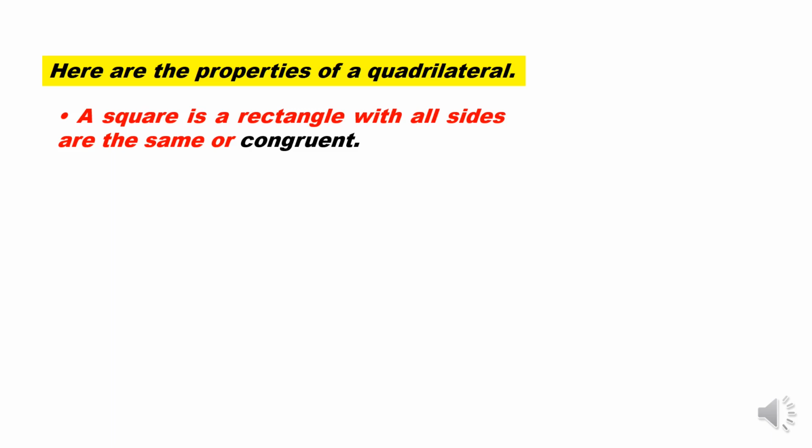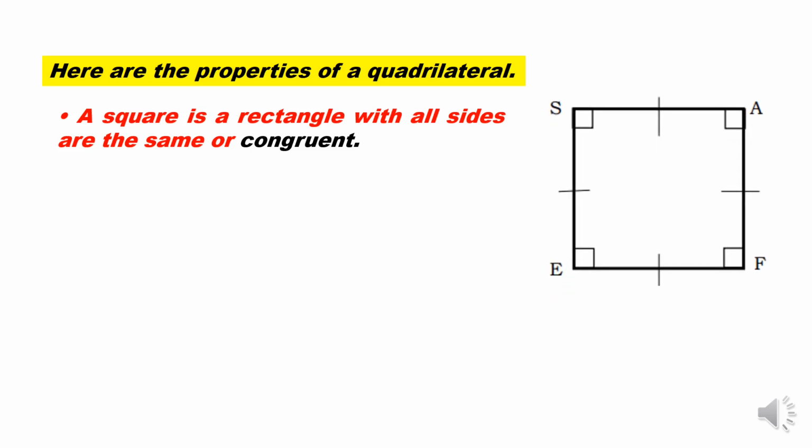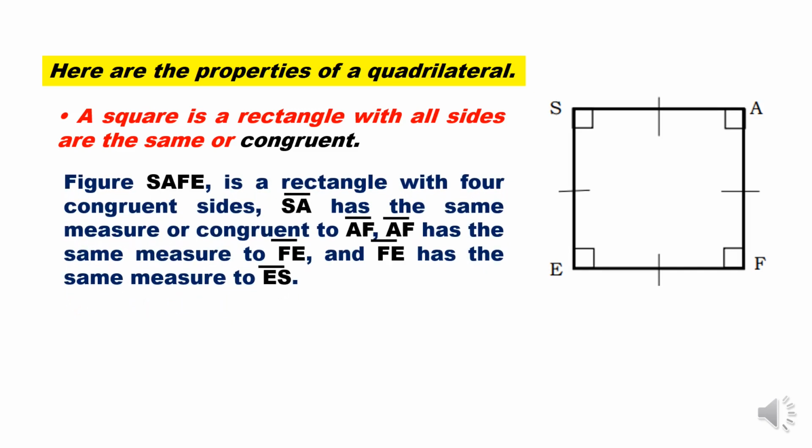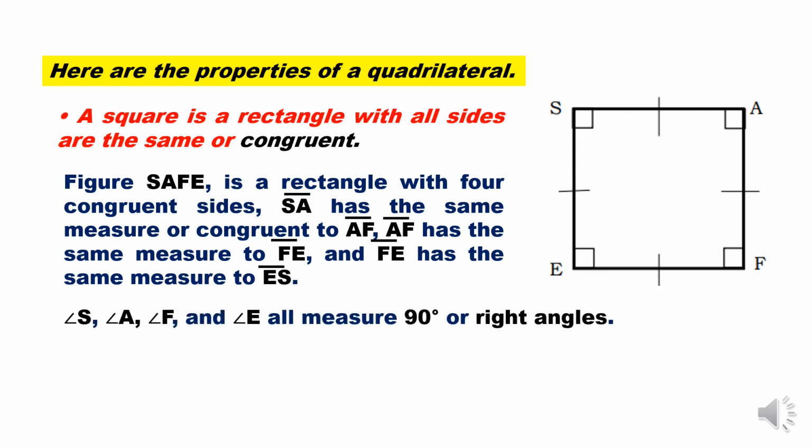A square is a rectangle with all sides the same or congruent. The figure shape is a rectangle with four congruent sides. Line segment SA is congruent to line segment AF. Line segment AF has the same measure as line segment FE. And line segment FE has the same measure as line segment ES. Angle S, angle A, angle F, and angle E all measure 90 degrees or right angles. Thus, it is a square.